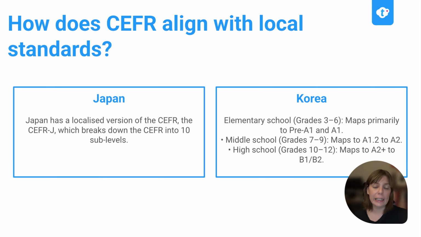In Korea, elementary school students will study English from pre-A1 to A1. Middle school students will try to get to an A2 level, and then high school grade is A2 up to a B2, depending on the type of high school your student might attend.